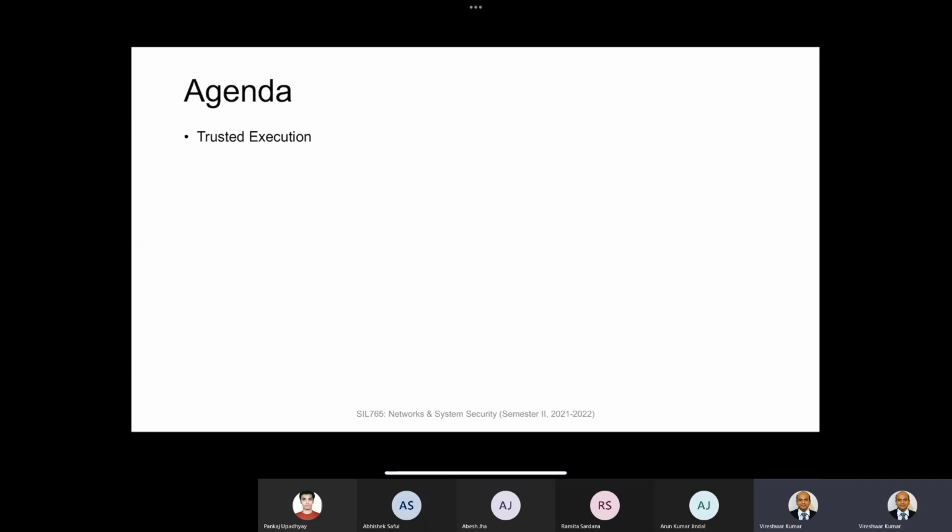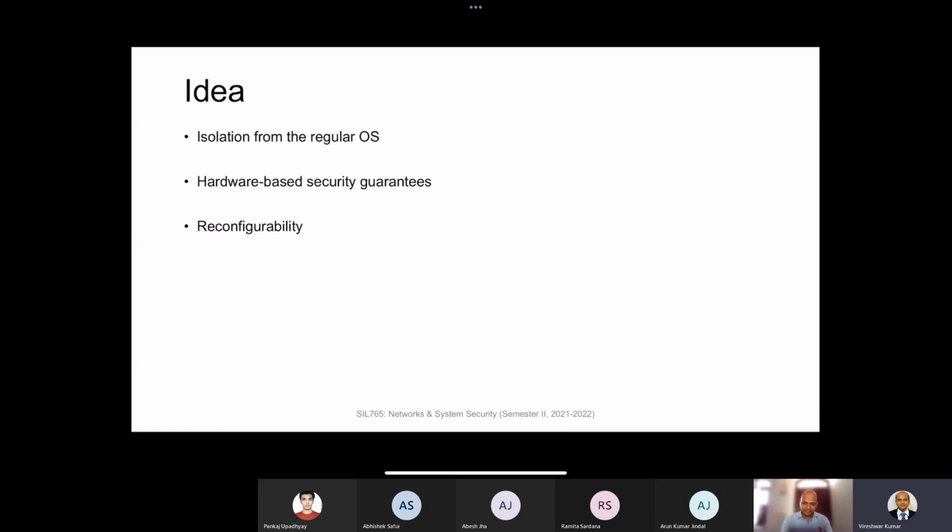We are going to talk about trusted execution. Okay, so let's first start with the basic idea. So the basic idea is that we have this operating system, whether it is our desktop computer, laptop, or a mobile phone. So we are using some sort of operating system there, that I'm referring to as the regular OS, regular operating system.